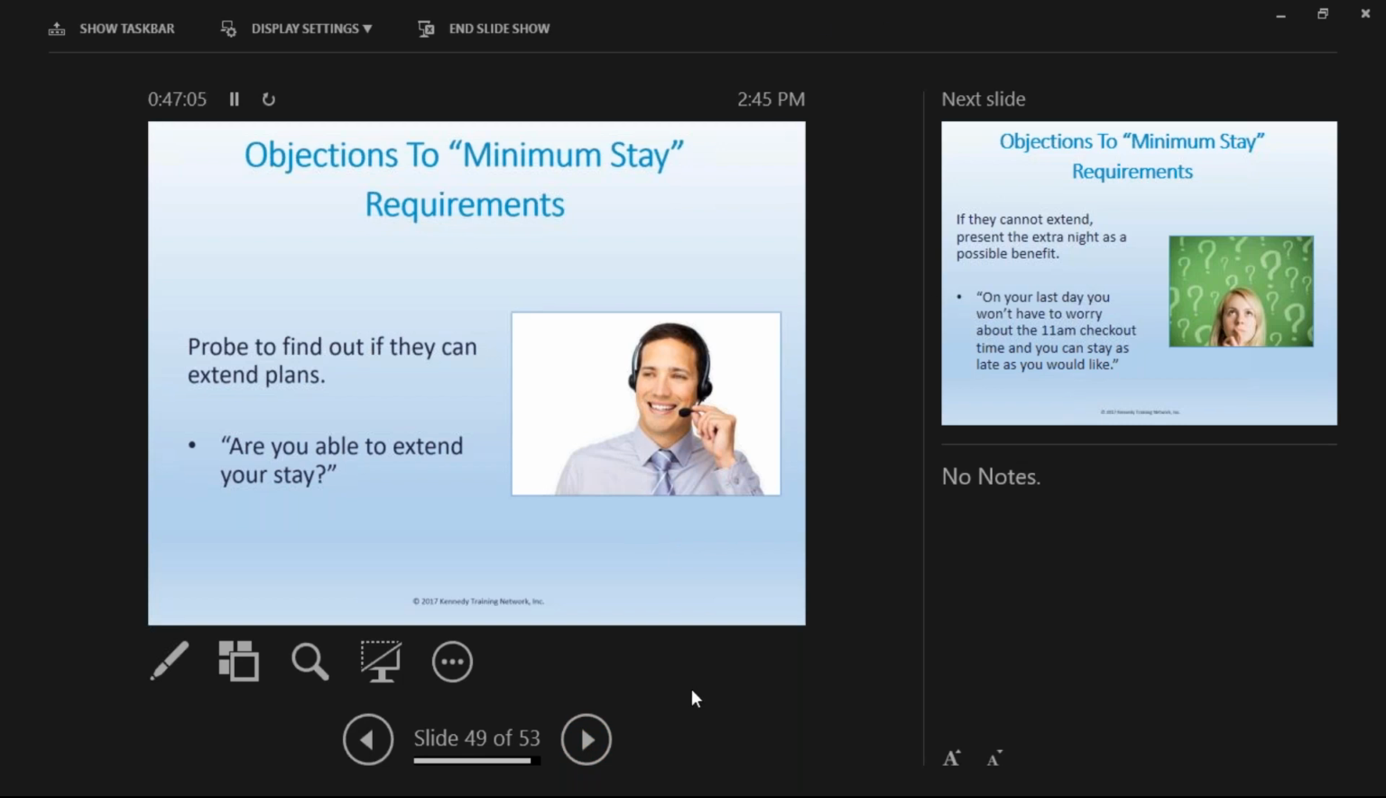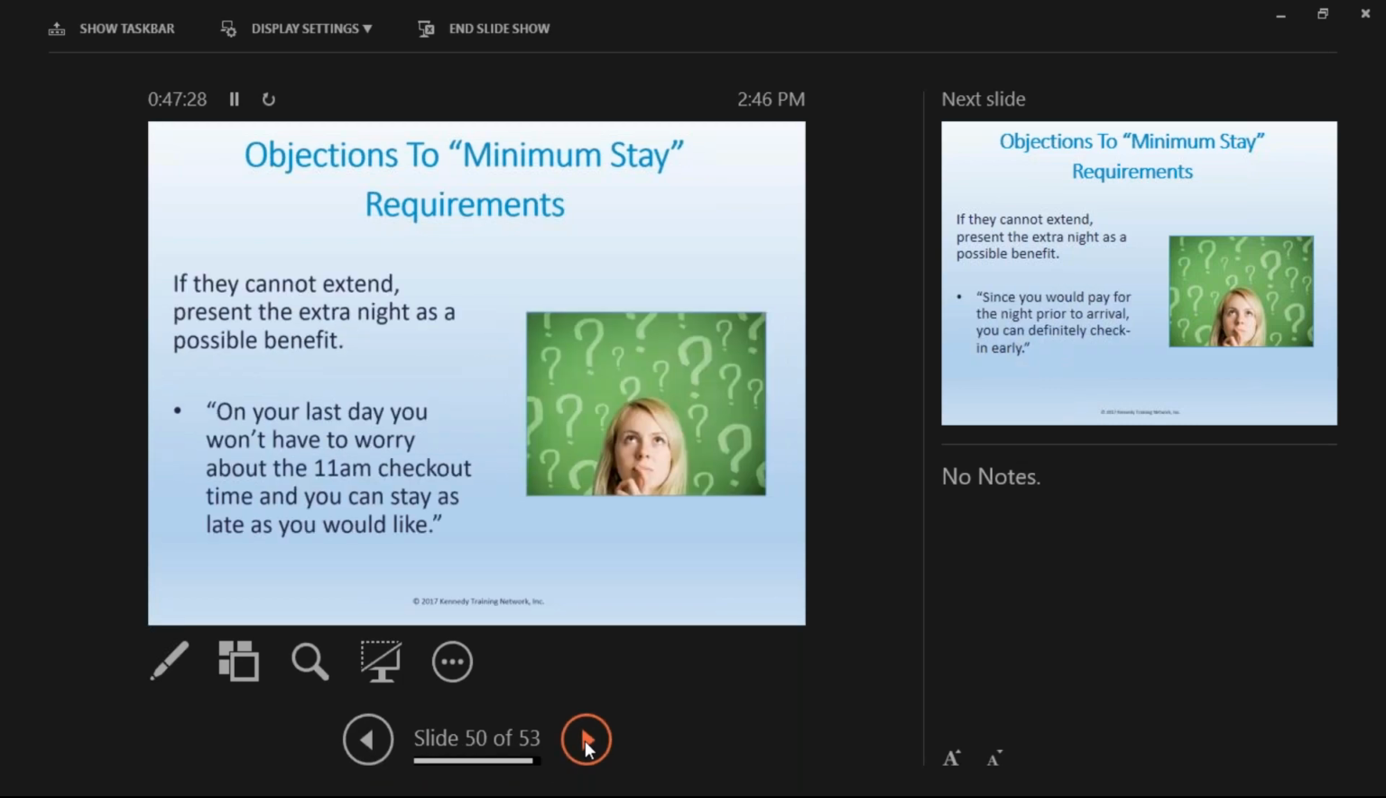But then you have the person that says, "No, I need to be back Memorial Day. I want to come for Friday and Saturday, but my wife is a doctor and she has to be back at the hospital on Monday, okay? So we can only stay Friday and Saturday." If you're in a situation like that and they cannot extend, what you can add is this: "Well, the good news, sir, is that on the last day of your stay, you don't have to worry about that 11 a.m. checkout because you can stay as late as you want."